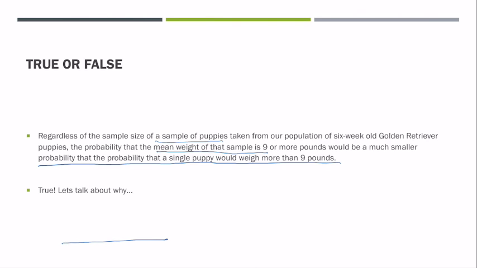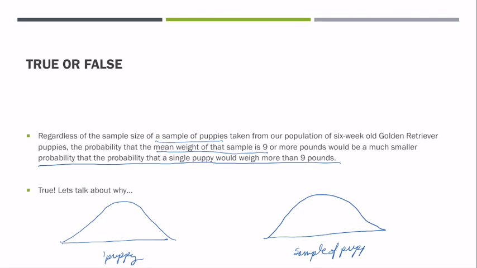So here I have one puppy, and here I have a sample of puppies. Both have a mean of 8, and I want to know the probability that a single puppy would weigh more than 9 pounds. So I'm trying to find the area over here, and I want to know the probability that a sample of puppies would have a mean over 9 pounds. Okay, so let's pick a sample size because one isn't given to us. Why don't we go ahead and pick a sample size of 25 again?